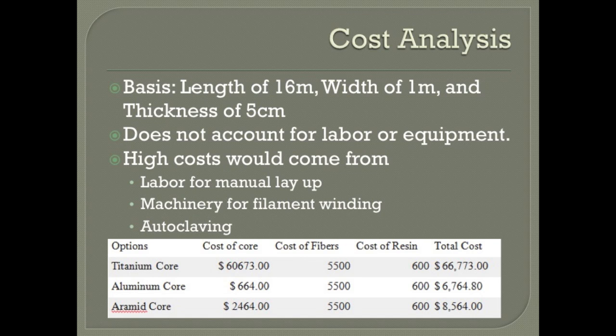The cost was calculated using a length of 16 meters, a width of 1 meter, and a thickness of 5 centimeters for the honeycomb insert to find the volume, then the weight. This was added to the cost of other raw materials required. These prices do not account for the labor or equipment. Higher costs would come from labor for manual layup, machinery for filament winding, and autoclaving.